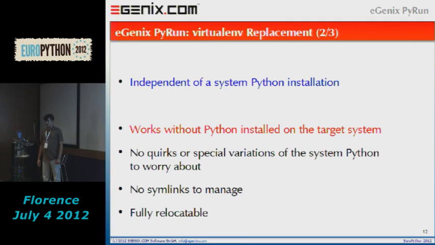Then, as I mentioned before, it's independent of the Python system installation. It doesn't need a Python system installation, which makes it interesting, for example, for banks that have a few hundred servers and don't want to install Python on each of their servers just to get a script running. Or banks, I mean, just any company that has a few hundred servers. You basically work around all the quirks that you might have with the system installation. You don't have any symlinks to manage, like with virtual env, and it's fully relocatable, which virtual env installations are not, because they put the path into the various scripts that virtual env creates.